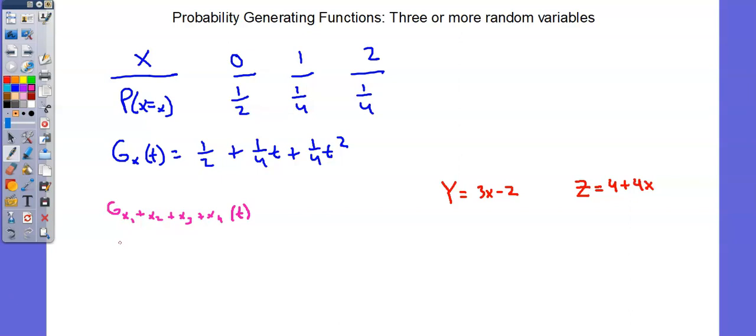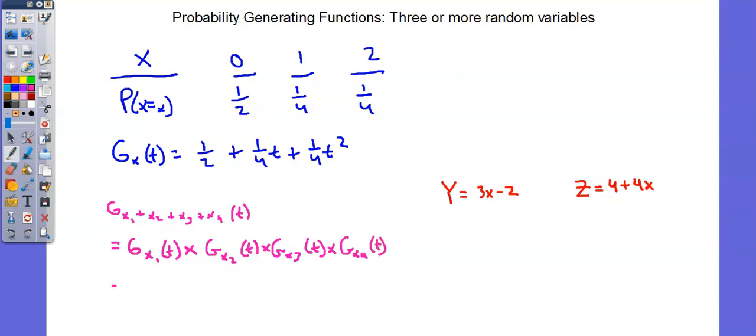On the left, extending the rule we've previously learned for 2 variables, we can apply multiplication to the probability generating function for the first variable, times the probability generating function for the second variable, times the probability generating function for the third variable, times the same for the fourth variable.